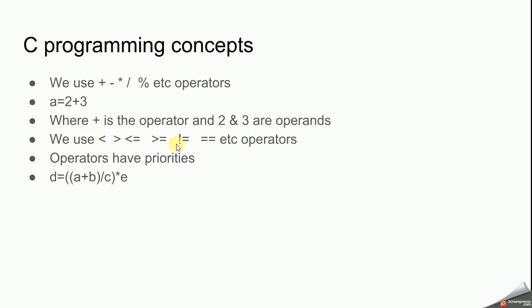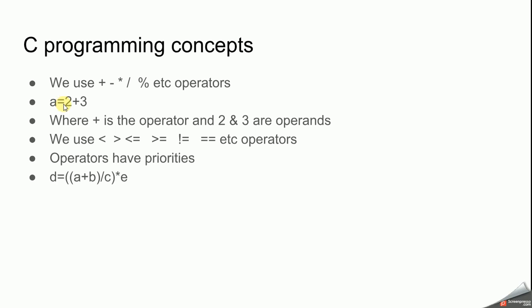So there are other operators like less than or equal to, greater than or equal to, not equal to, and equal to equal to. Equal to equal to means, in this case, what we understand as equal. And this is one operator which is called the assignment operator. So these are the two operators in C. So it's a basic difference between these two.